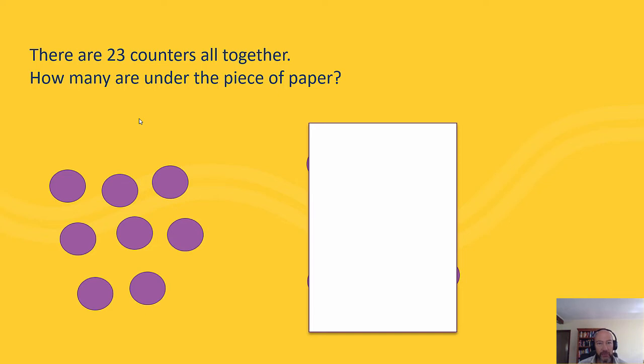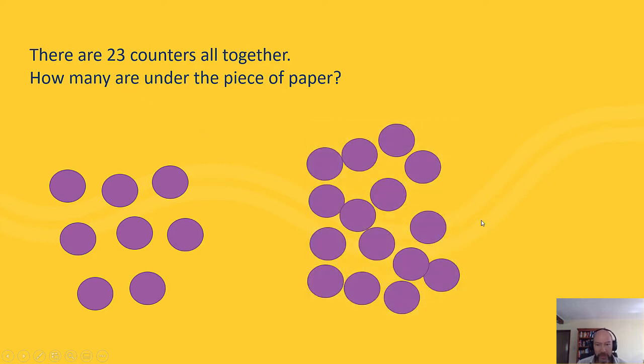There are 23 counters altogether. How many are under the piece of paper? Have a go at that. Okay, and maybe you were able to this time go 3 and 3 is 6, 7, 8. So you're able to count those counters quick. And then maybe 8, you just rounded that to 10. 10 and how many do we need to get to 23? 13. And so another 2 would be 13, 14, 15. So there are 15 there.